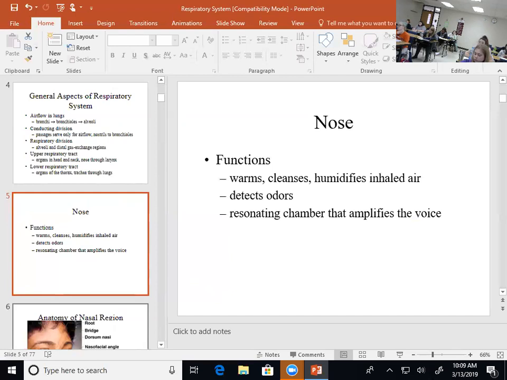So it's warming. It's cleansing, because you've also got this nice little mucousy layer. It's cleansing. It's humidifying. And when air warms, this is why you want to breathe through your nose. What will air do when it warms? And so what will that help to expand? Your lungs. It's doing that.